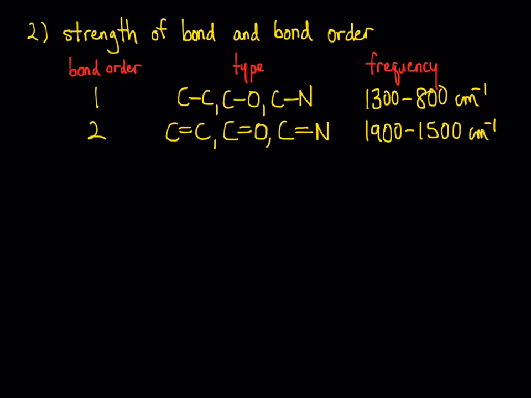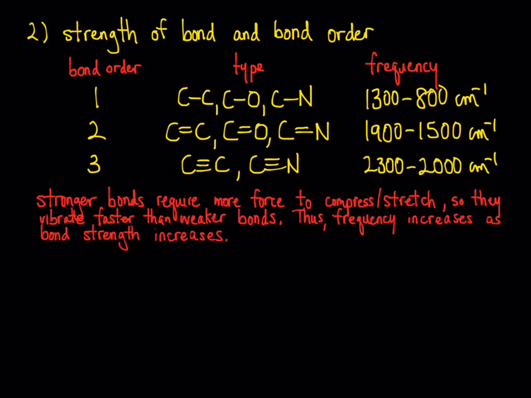Using the same atoms, but with a bond order of 2, a carbon-carbon double bond, carbon-oxygen double bond, or carbon-nitrogen double bond, they will vibrate much higher, at around 1900 to 1500 reciprocal centimeters. Triple bonds, which are stronger than both double and single bonds, vibrate at even higher frequencies, roughly 2,300 to 2,000 reciprocal centimeters.